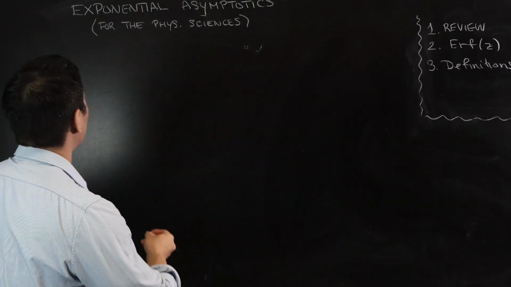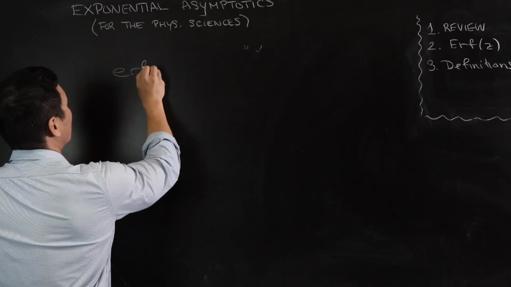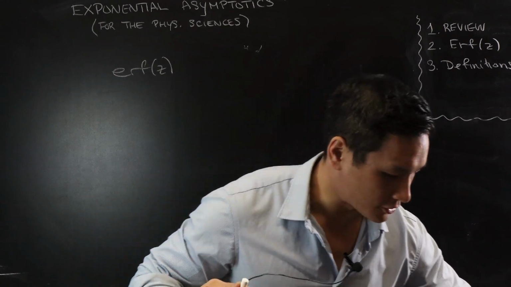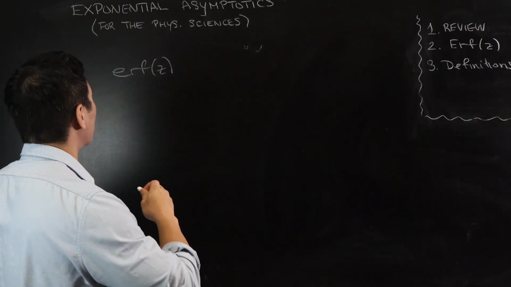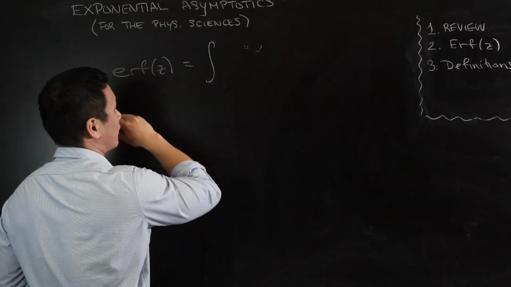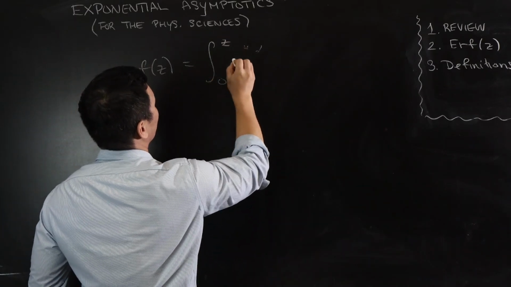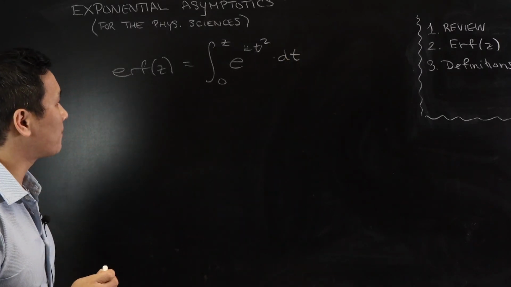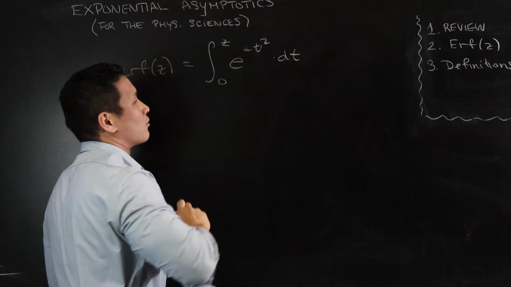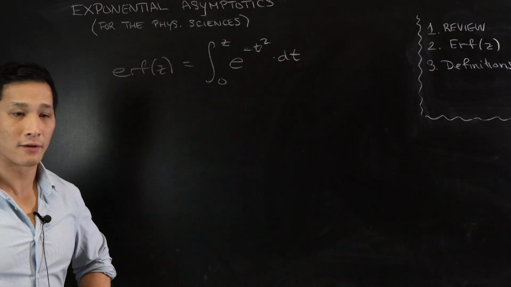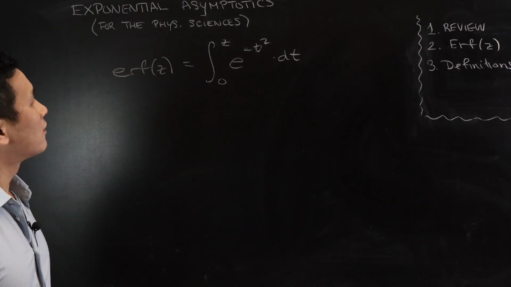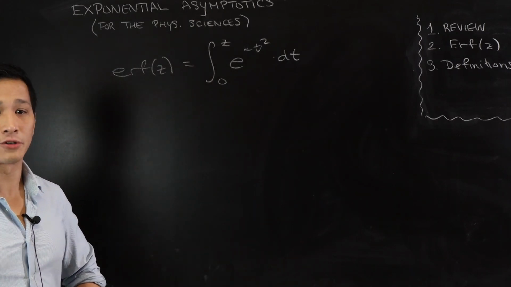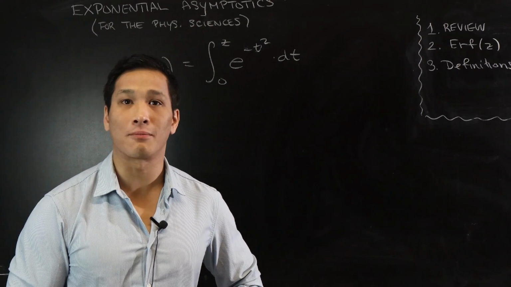The error function, this special function, is an integral from 0 to z of the Gaussian e to the minus t squared dt. Okay, and so you're just integrating a Gaussian from 0 to a point z. For concreteness, let's just take z to be real for now, though there might be some interesting questions to think about if z is complex.